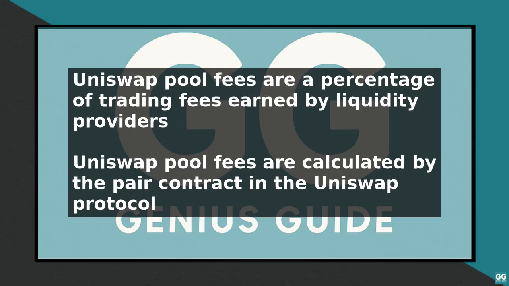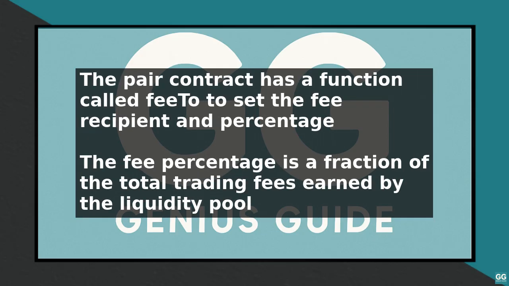trading pair. First, you need to have a basic understanding of the Uniswap protocol and its smart contracts. The Uniswap protocol is a decentralized exchange that allows users to trade Ethereum-based tokens. The protocol consists of a factory contract, a router contract, and a pair contract. The pair contract is responsible for managing the liquidity pool and calculating the fees.